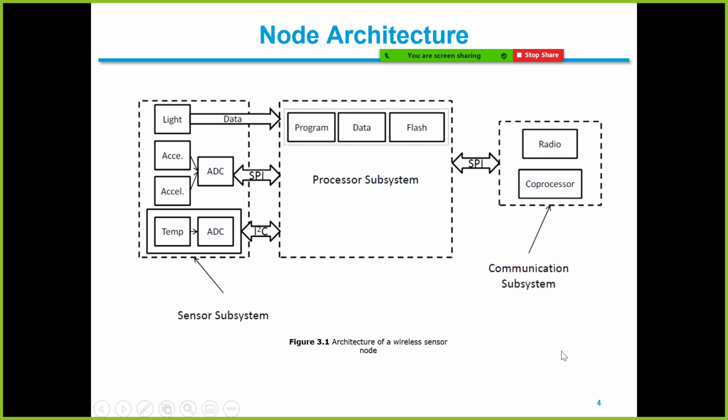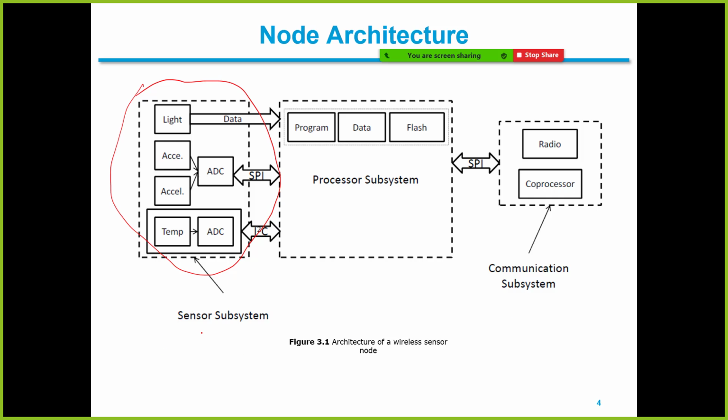Okay, this is the general architecture of a wireless sensor node. You can see that the first block is the sensor subsystem. The next block is the processor subsystem, and the third block is the communication subsystem.